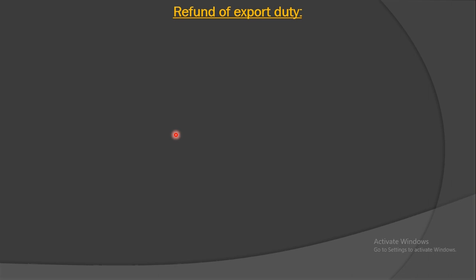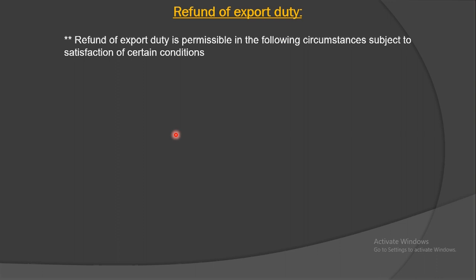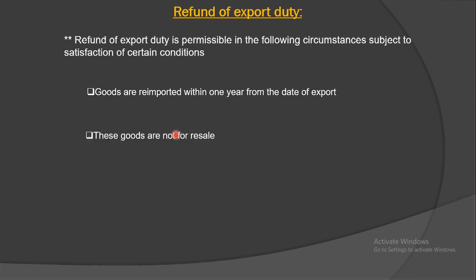So how can we claim our refund of export duty, and what are the conditions? For a refund of export duty, we need to follow these conditions. Goods are re-imported within 1 year from the date of export. If you exported any goods and paid export duty on those goods, then from the date of exportation you have to re-import those goods within 1 year.